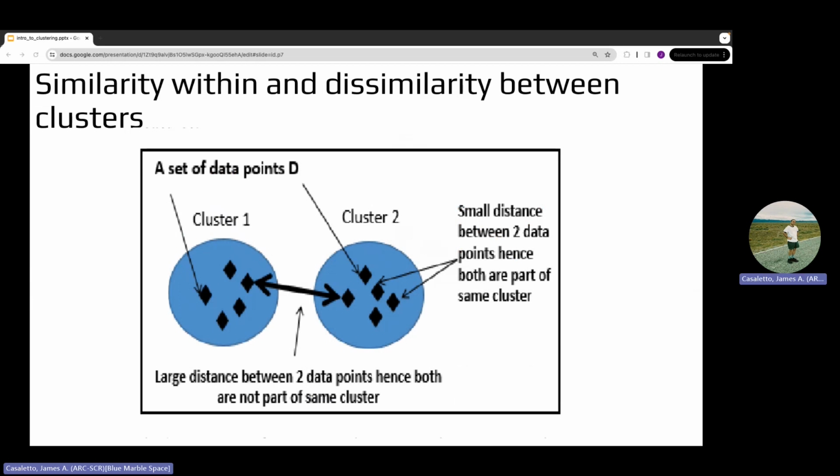How clustering algorithms work is they use some sort of metric of similarity to determine how close or far 2 data points are. One metric for data that is numeric is Euclidean distance, and clustering seeks to minimize the distance between points in the same cluster, which is their similarity, and at the same time maximize the distance between clusters, which is the dissimilarity between clusters.